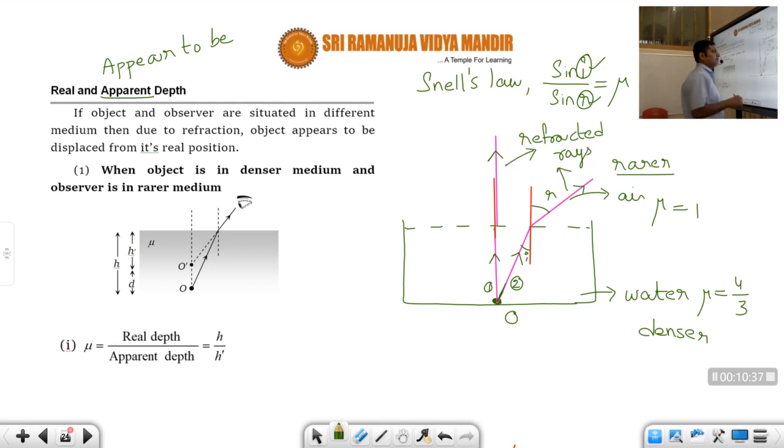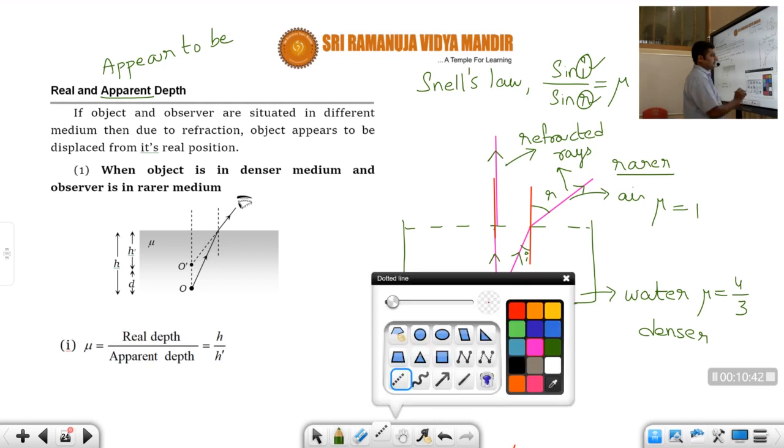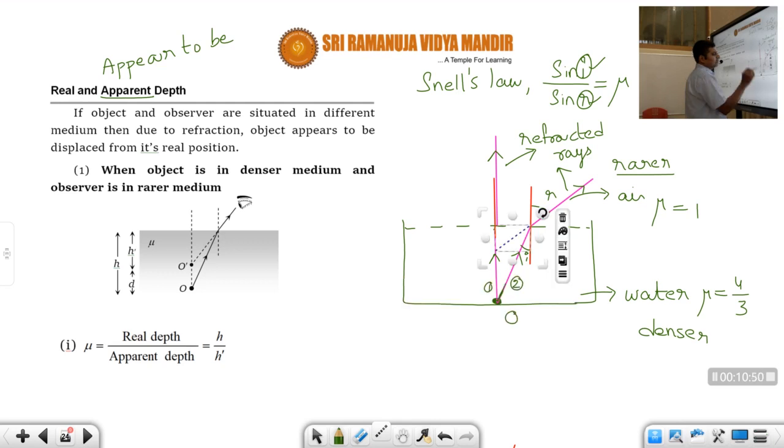And now when you extend them back like this, this ray as well as this ray, these two rays will meet here. This point of intersection of these two is called the image of this object.